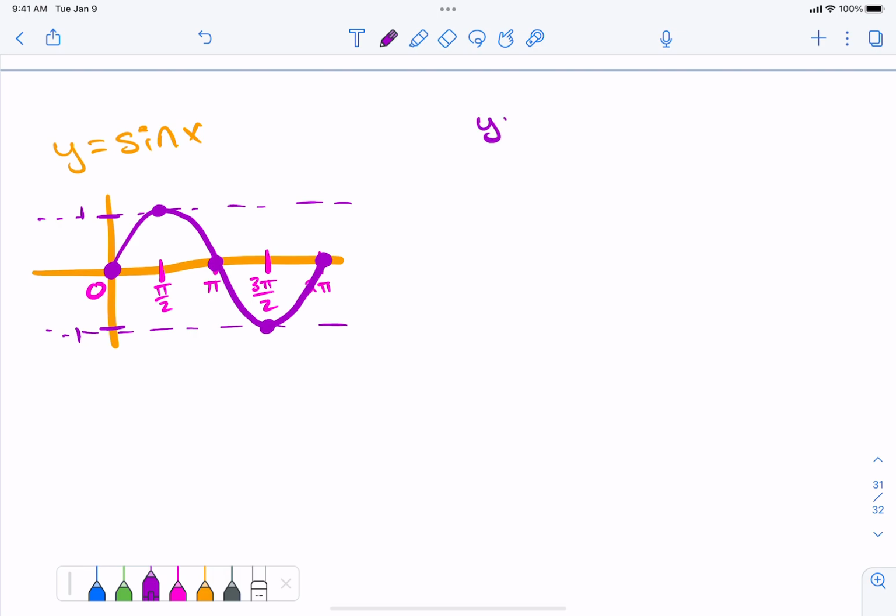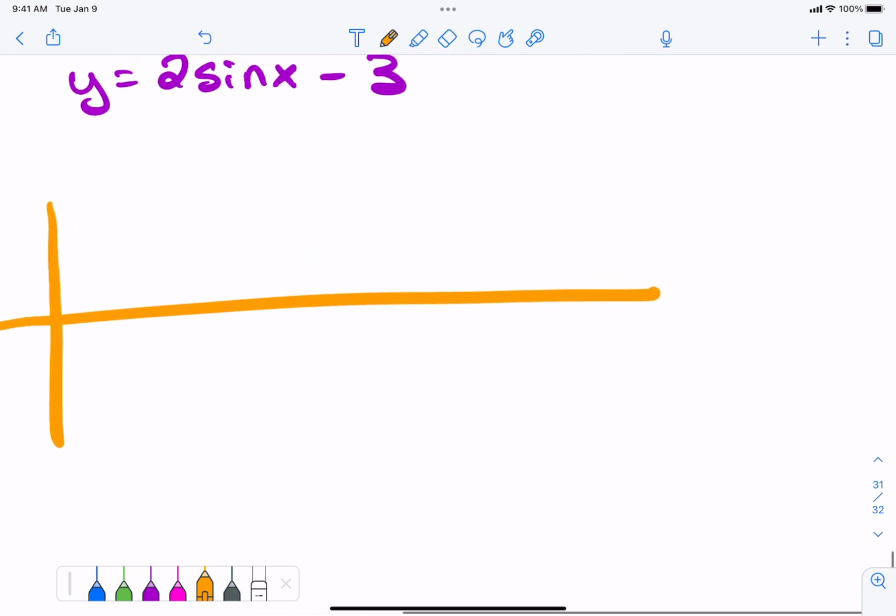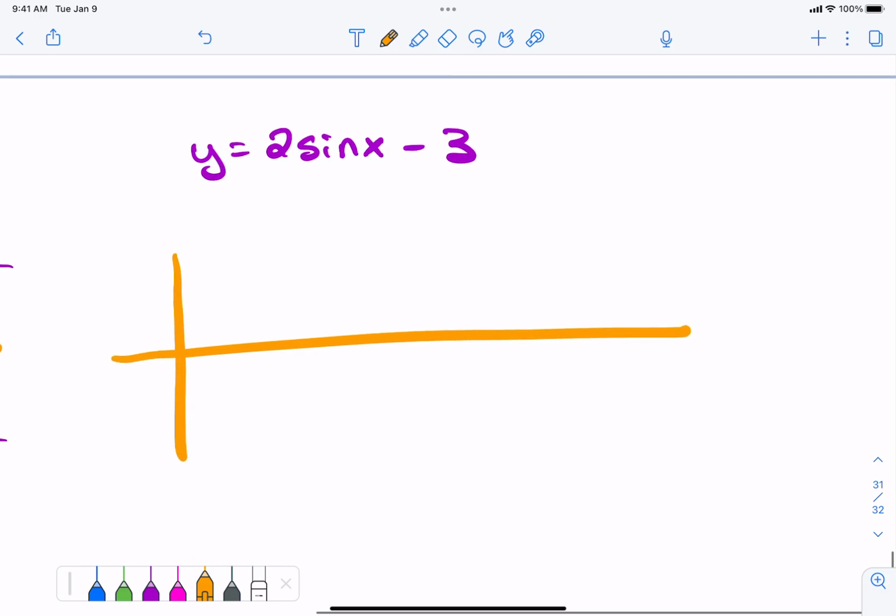Let's go y equals 2 sine of x minus 3. We'll make it kind of hard. I'll do this one with you, but make sure you're listening, because I'm going to give you one exactly like this to graph in just a second. 2 sine of x minus 3.